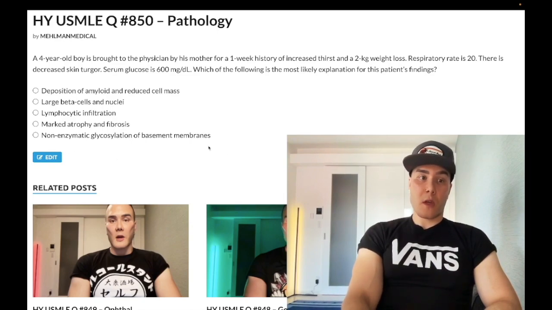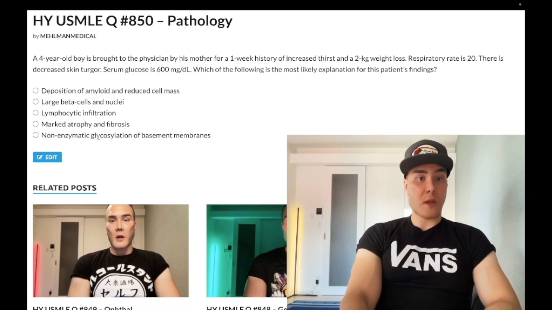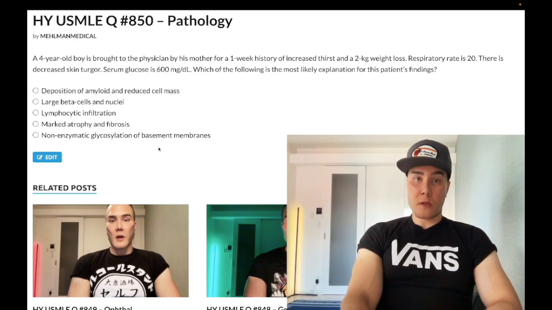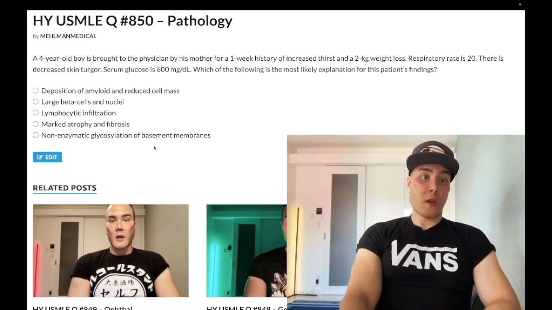Choice C, wrong answer. Some students are going to get pulled into this as a distractor because it's very buzzy: non-enzymatic glycosylation, glomerular basement membrane. Glomerular basement membrane, okay? So this is diabetic glomerulosclerosis. It's responsible for the nephrotic syndrome. Now, this can also occur for blood vessels, right? You get non-enzymatic glycosylation of vascular endothelium.